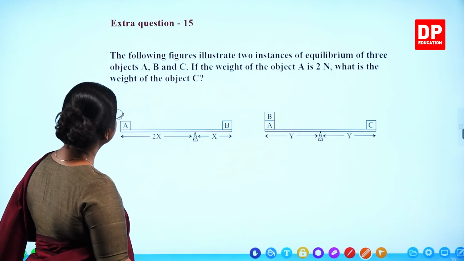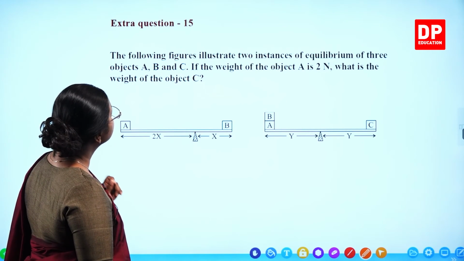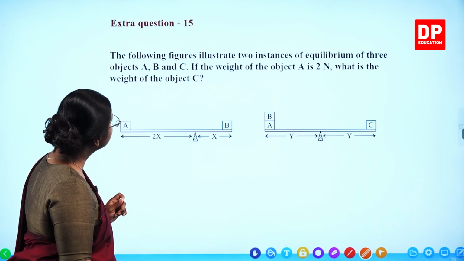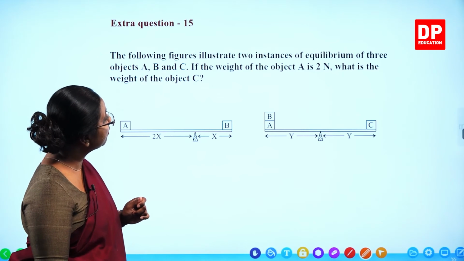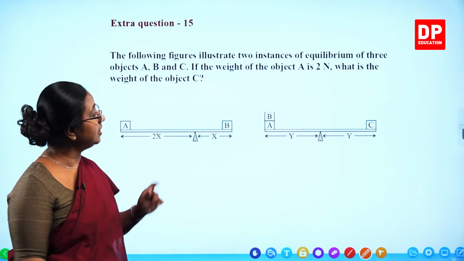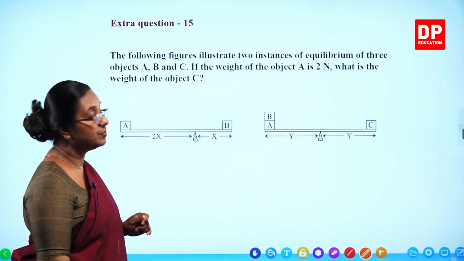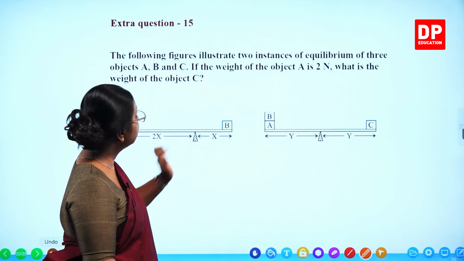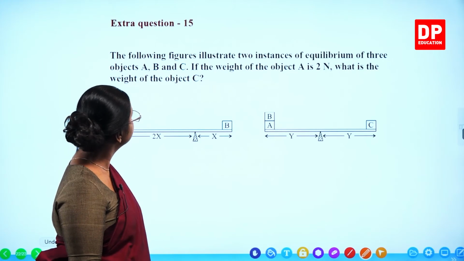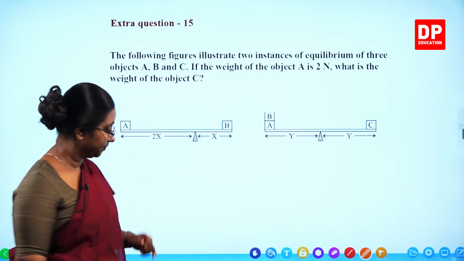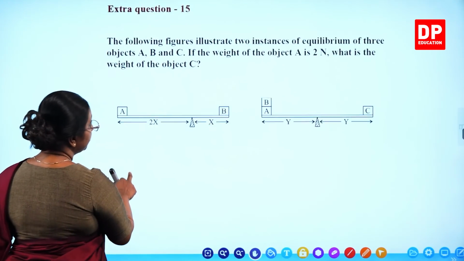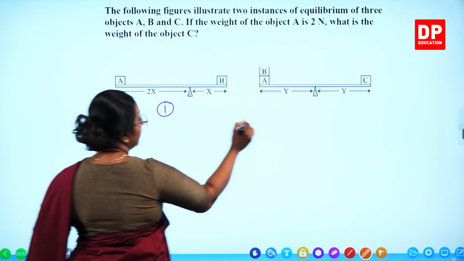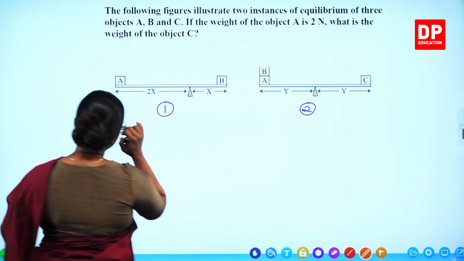So if we look at the question, the following figures illustrate two instances of equilibrium of three objects A, B and C. If the weight of the object A is 2 Newton, what is the weight of the object C? So as I told you all, we need to calculate. We will take this as diagram 1 and diagram 2.